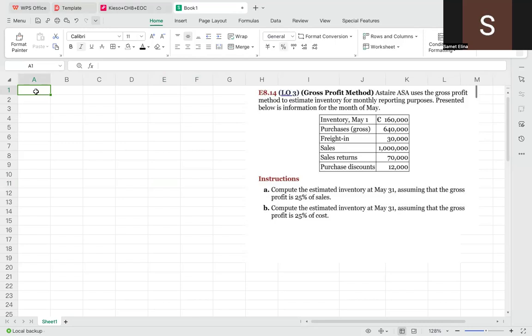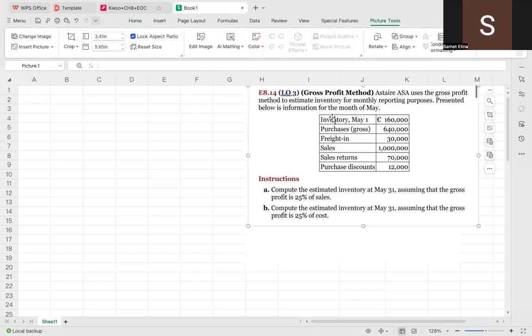Explaining from exercise 8.14. We need to use the gross profit method to calculate the ending inventory. Here's the given data. We have beginning inventory, purchase, freight-in, sales, sales return, and purchase discount.